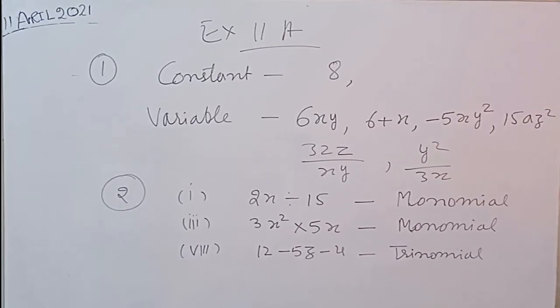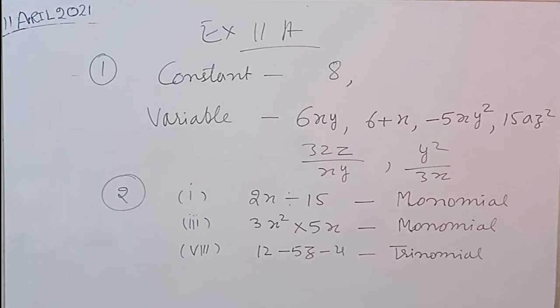First is to separate constant terms and variable terms from the following. So the terms are 8, x, 6xy, 6 plus x, minus 5xy square, 15az square, 32z upon xy, y square upon 3x. So children, I have already told you how you will find the constant, how you will find the variable. We already know about that, and I have already explained what is constant and what is variable.